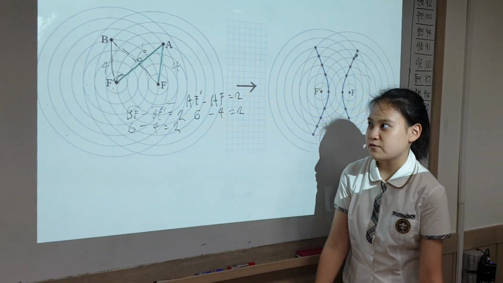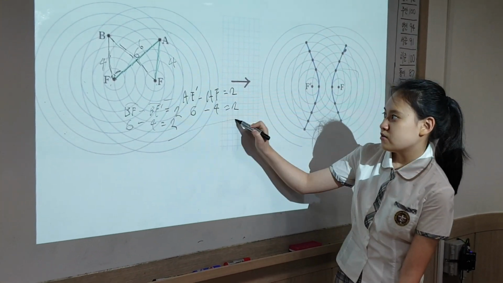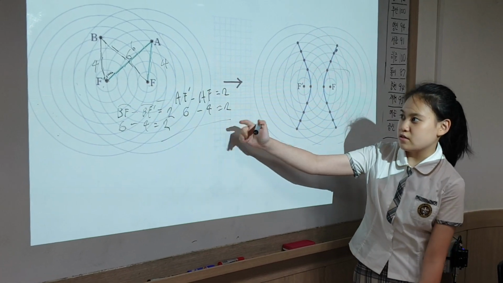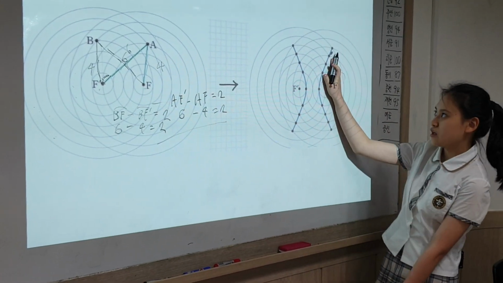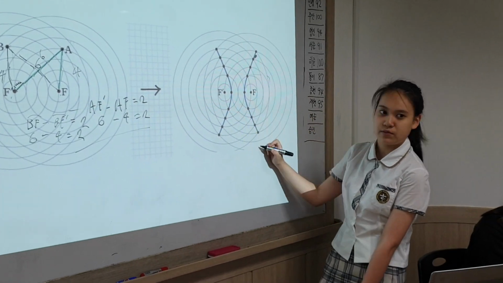Like this, we're going to find all the dots that satisfy this pattern. All the dots will be marked here as traces, and if we connect all of them, it will become a hyperbola.